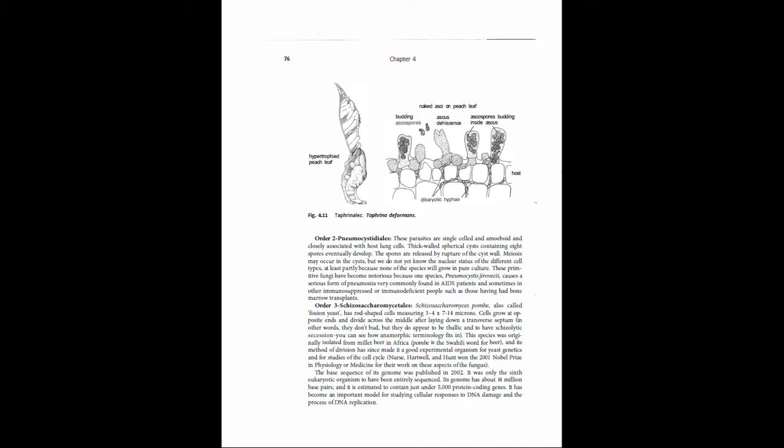Pombe is the Swahili word for beer, and its method of division has since made it a good experimental organism for yeast genetics and for studies of cell cycle. Nurse, Hartwell, and Hunt won the 2001 Nobel Prize in Physiology or Medicine for their work on these aspects of the fungus. The base sequence of its genome was published in 2002. It was only the 6th eukaryotic organism to have been entirely sequenced. Its genome has about 14 million base pairs, and it is estimated to contain just under 5,000 protein-coding genes. It has become an important model for studying cellular responses to DNA damage and the process of DNA replication.